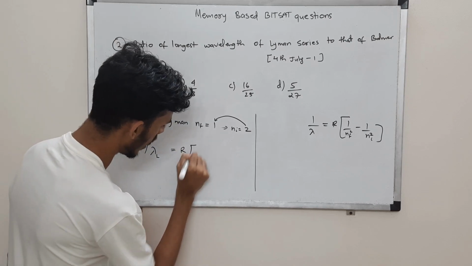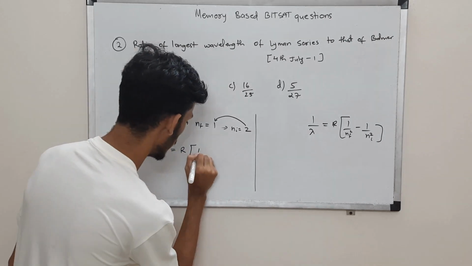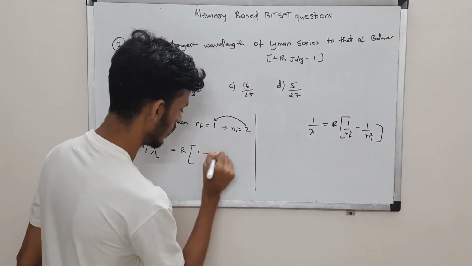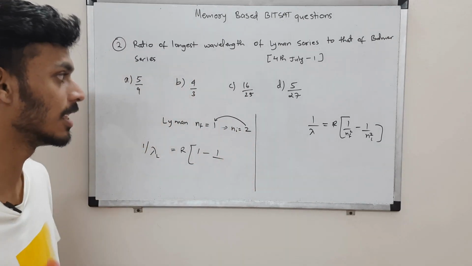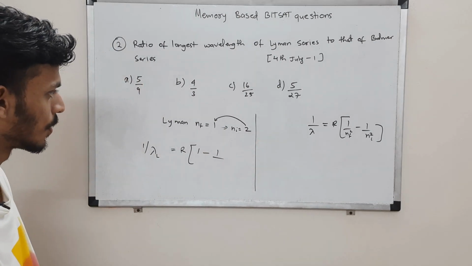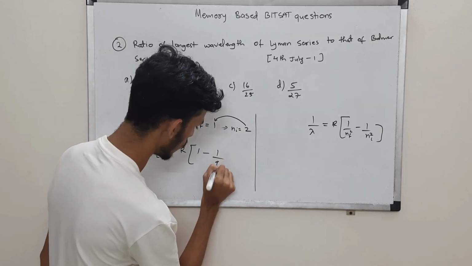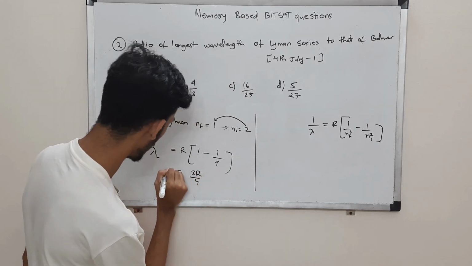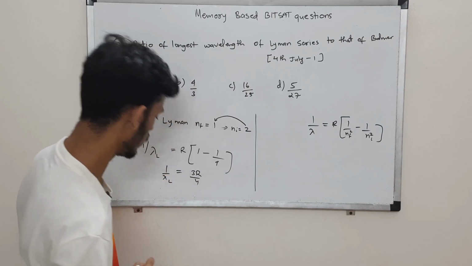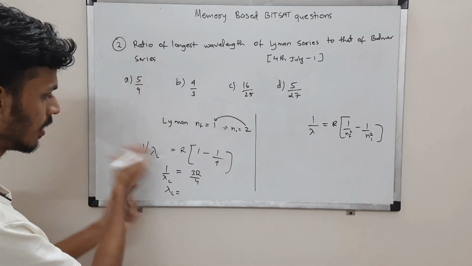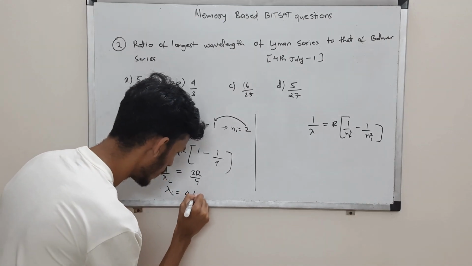So this will be R is a constant, 1 upon n final square, that is 1 square anyways, minus 1 upon n initial square, so this will be 2 square, which is 4. So 1 minus 1/4, that is 3/4, so 3R by 4, and that is 1 upon lambda L. So for the Lyman series, the maximum wavelength will be 4 by 3R.